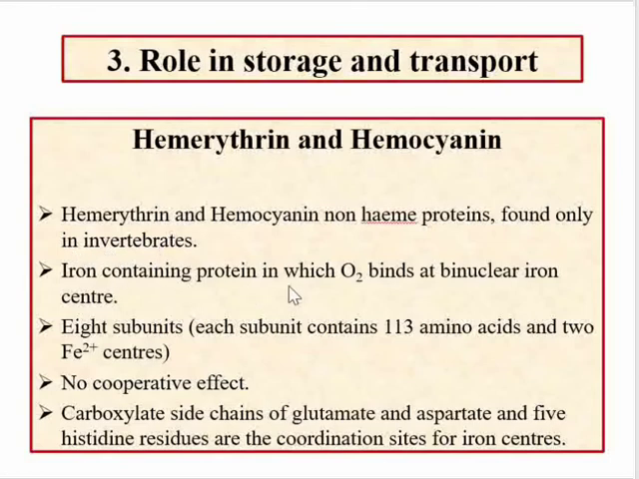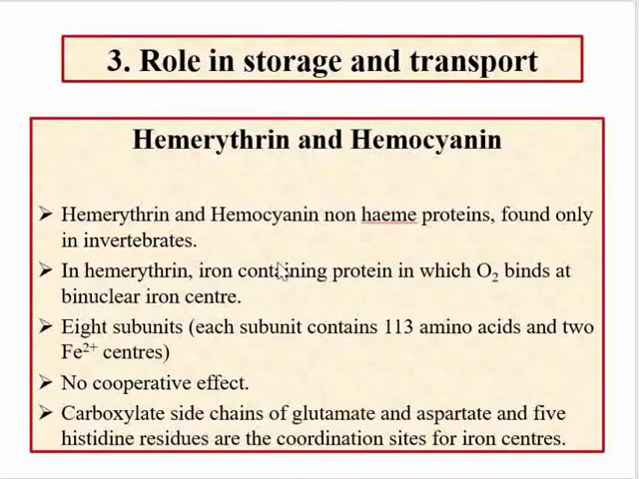The iron-containing protein in which oxygen is bound by a nuclear iron center. So I am talking about hemerythrin. In hemerythrin, the iron center is the active site, and there are two iron centers here, but it is non-heme. Okay, it has 8 subunits, and each subunit contains 113 amino acids, and there are two iron centers. And unlike hemoglobin, it does not show a cooperative effect. Okay, and there are carboxylic side chains of glutamate, aspartate, and 5 histidine residues at the iron center.